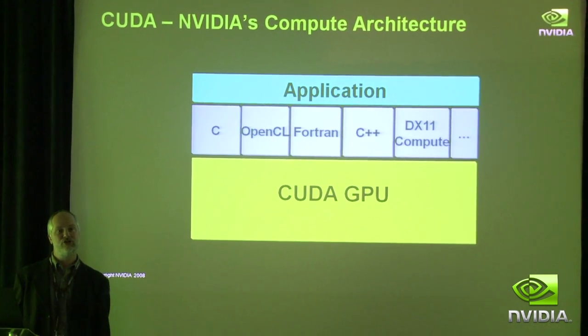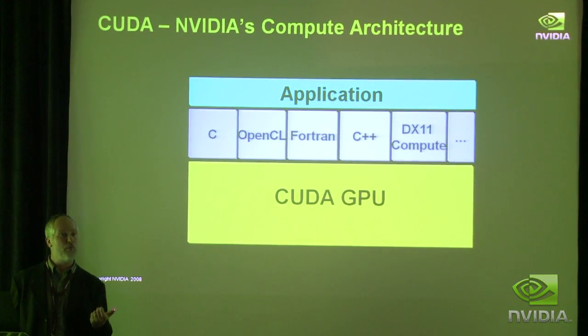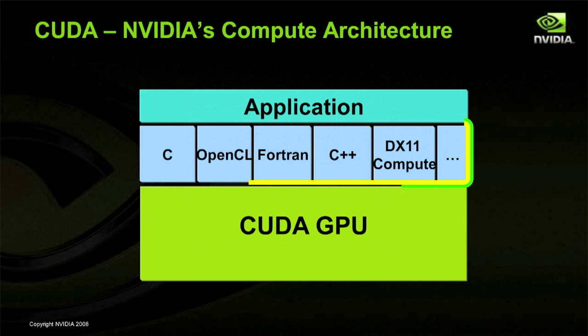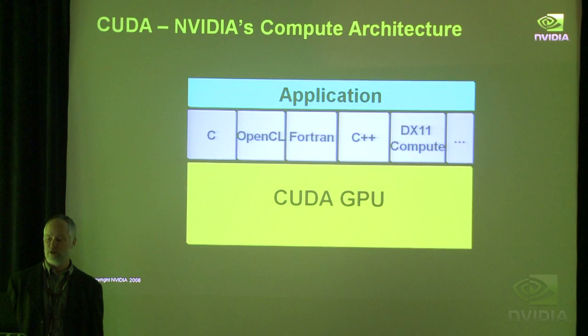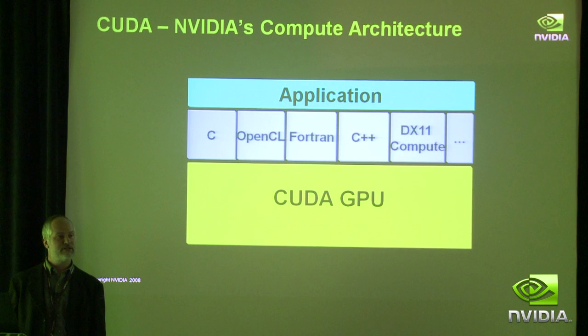You will have the ability to write programs using the OpenCL API. We're developing tools for Fortran and C++. In the future, DirectX 11 compute will be supported on our hardware. So this GPU computing substrate, the CUDA architecture, supports all these different ways of writing programs.